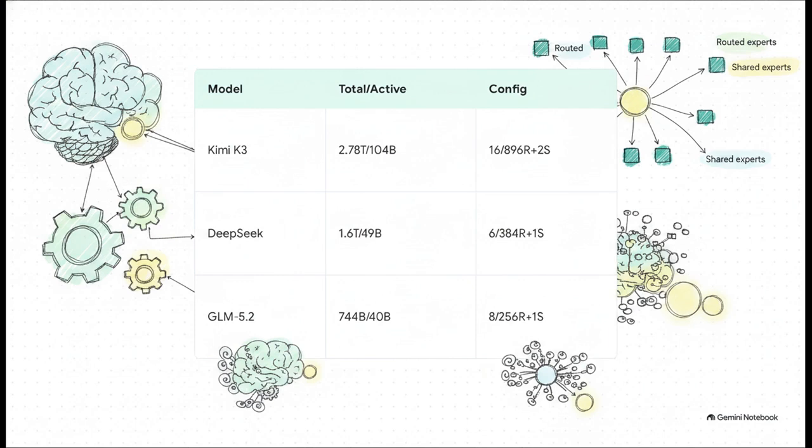DeepSeek V4 Pro takes a noticeably tighter approach. Out of 384 routed experts, it selects just 6, alongside 1 shared expert. And GLM 5.2 is smaller still, selecting 8 out of 256. Every single developer out there is actively trying to find the perfect golden ratio of total specialists versus how many you actually consult for any given token, all to maximize speed and minimize compute.